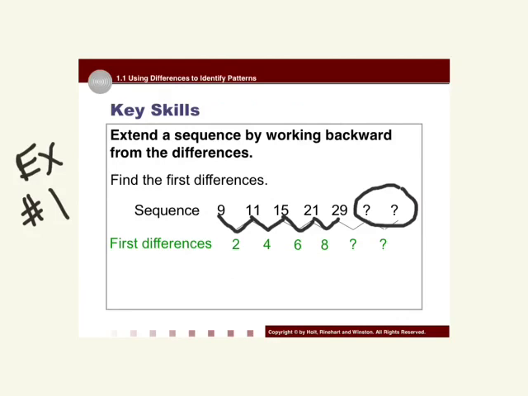Now, if this pattern continues, what would be the next number? And then what would be the number after that? Well, some of you may look at this and say, okay, I see it's going up by 2, 4, 6, 8, but I don't know what it's going to go up by next. Well, then you would look at what we call the second differences.